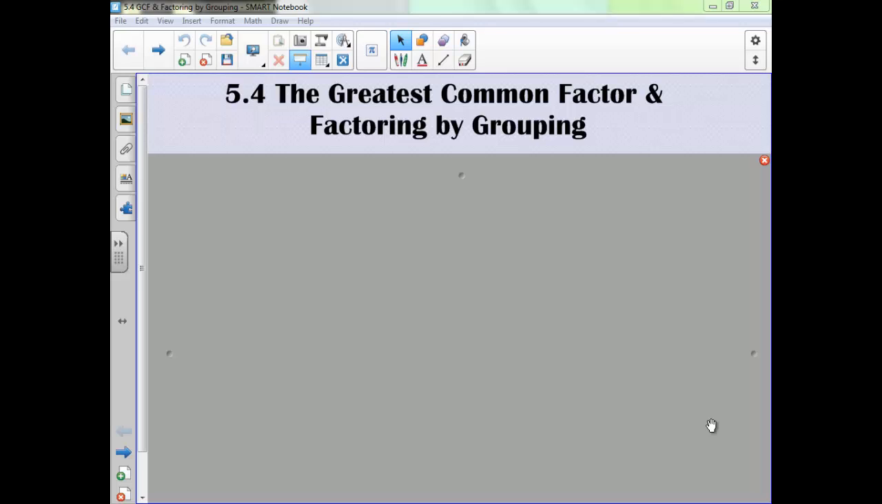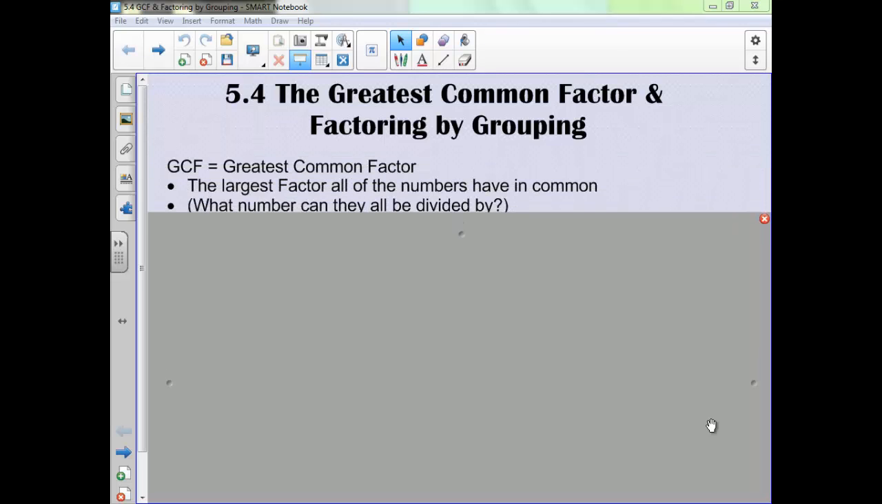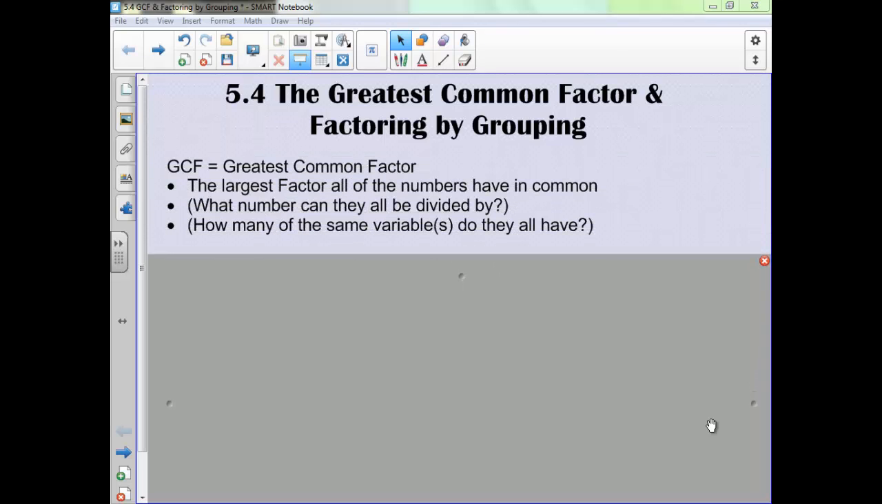Section 5.4, the greatest common factor and factoring by grouping. So first off, when we talk about the greatest common factor, we commonly will use just GCF. What this means is it's the largest factor that all those numbers have in common. One way to think about it is what number can all of these numbers be divided by evenly?